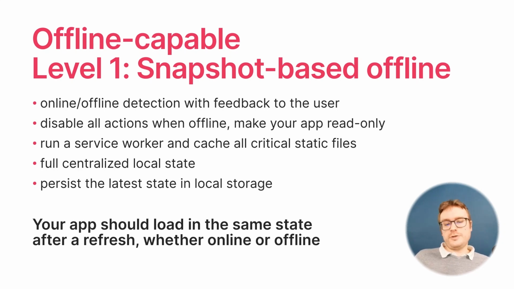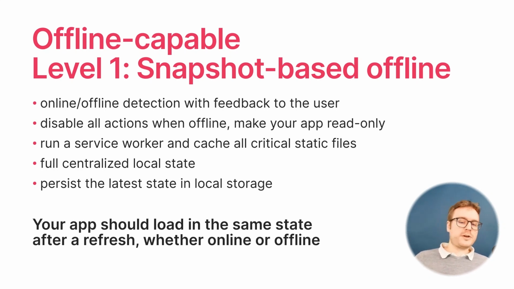At this stage, you are able to make some basic online-offline detection. You can provide feedback to the user as well, visual feedback: you lost your network, please do something. But you will disable all the actions that the user can make when offline. So that means that in your local state, you're going to have a flag saying connected or not, and you are going to change your application to become some kind of read-only when you lose the network.